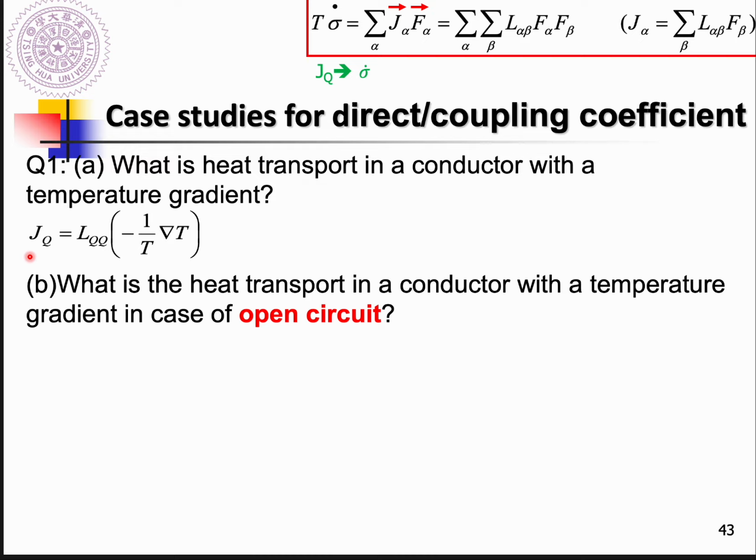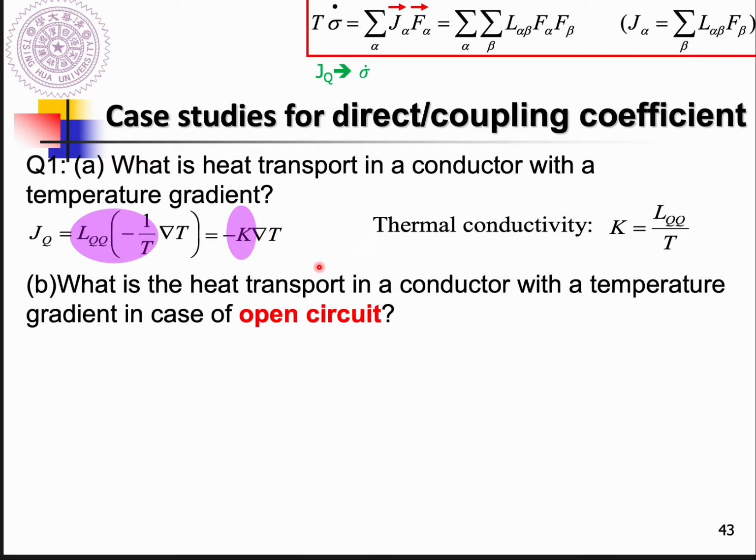And as you know, there's Fourier's law, right? Fourier's law tells you the heat flux also equals minus thermal conductivity times temperature gradient. So when we compare these two expressions, we find that the thermal conductivity equals what? L_Q divided by T, right?